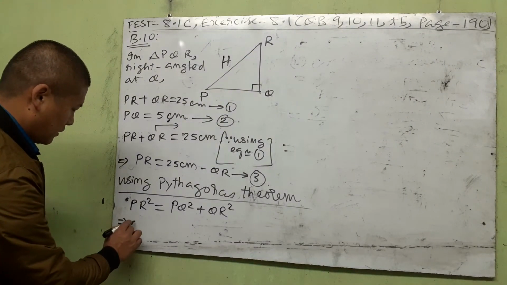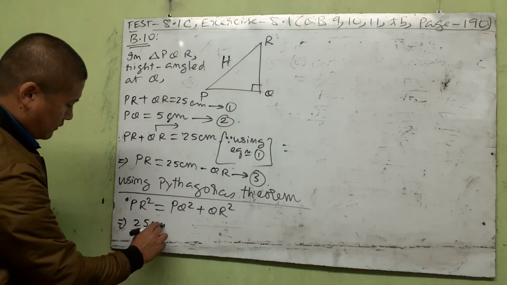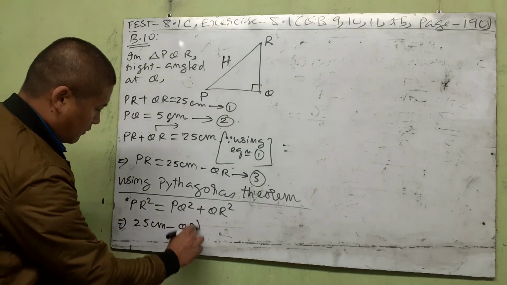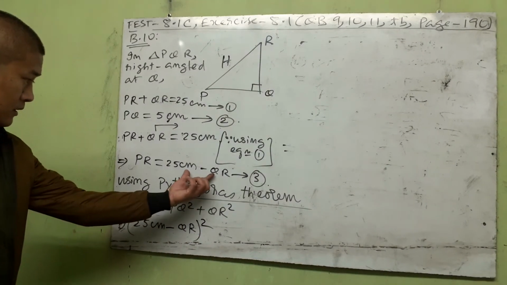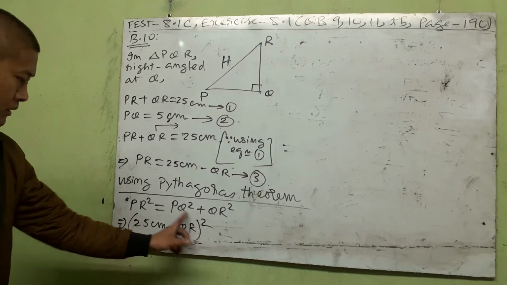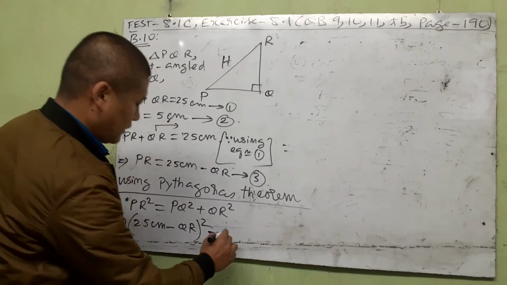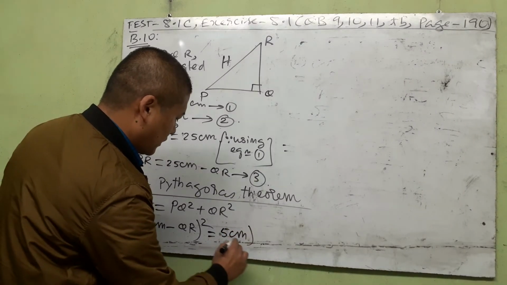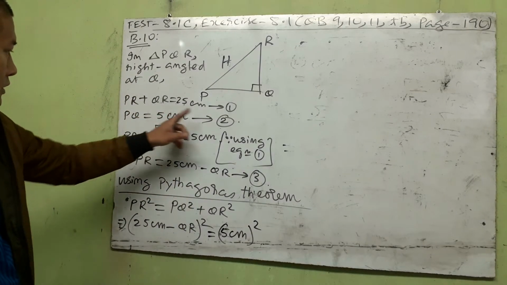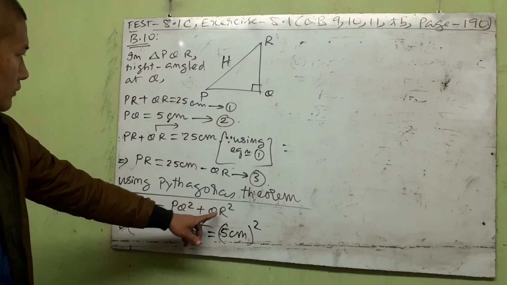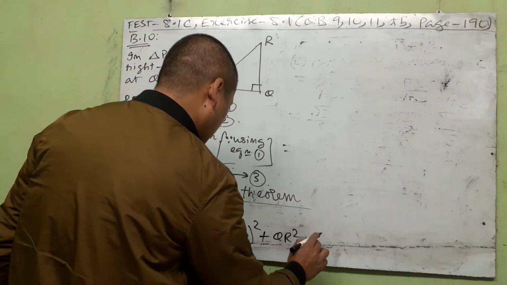That implies PR here, as you can see here, 25 centimeter minus QR, whole thing square, because there's a square here. PR is this, and PR is squared, so I put a square here. Then next is an equal sign. Then PQ is here, you can see, 5 centimeter, and bracket is a must, because there are two factors here, whole square. You can see equation number 2. Then plus QR square, you can just keep it like that.